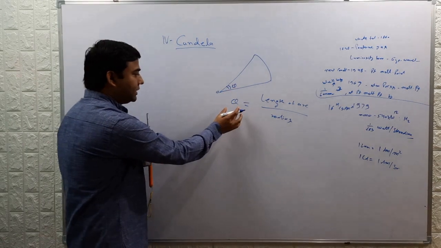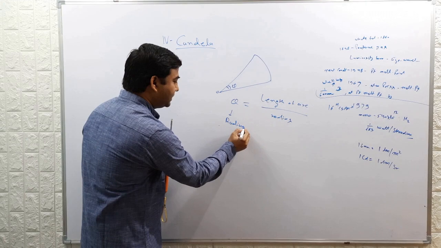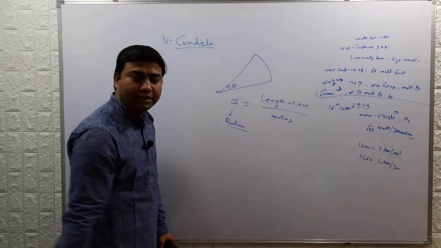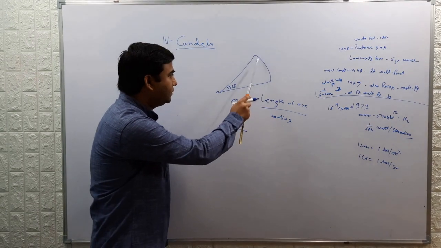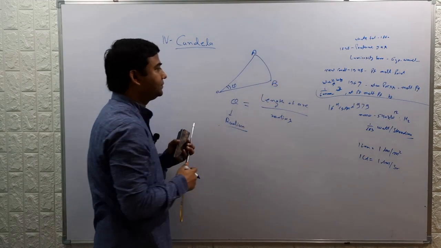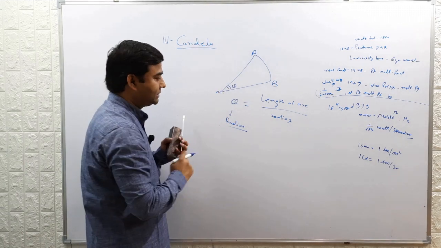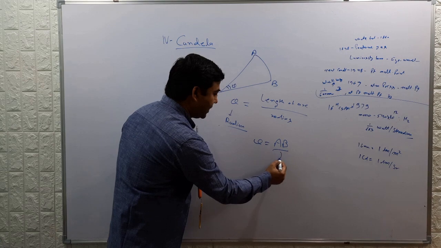So this is the angle, and it is represented in radians. The value of the angle is given by the length of this arc, let this length be AB, divided by the radius. So theta is AB by R.